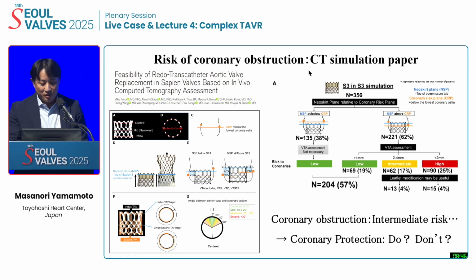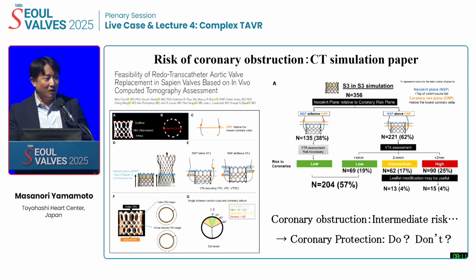The Japanese worker Dr. Fukui reported in JACC Intervention the risk of sinus sequestration using CT imaging. We check the neoskirt plane and coronary risk plane. If the bioprosthesis is above the neoskirt plane or coronary risk plane, we check the VTA: more than 4, 2 to 4, and less than 2 are low, intermediate, and high risk. But if the commissure or coronary alignment is inadequate, the BASILICA or leaflet cut device technique is insufficient. So that's another issue we face.